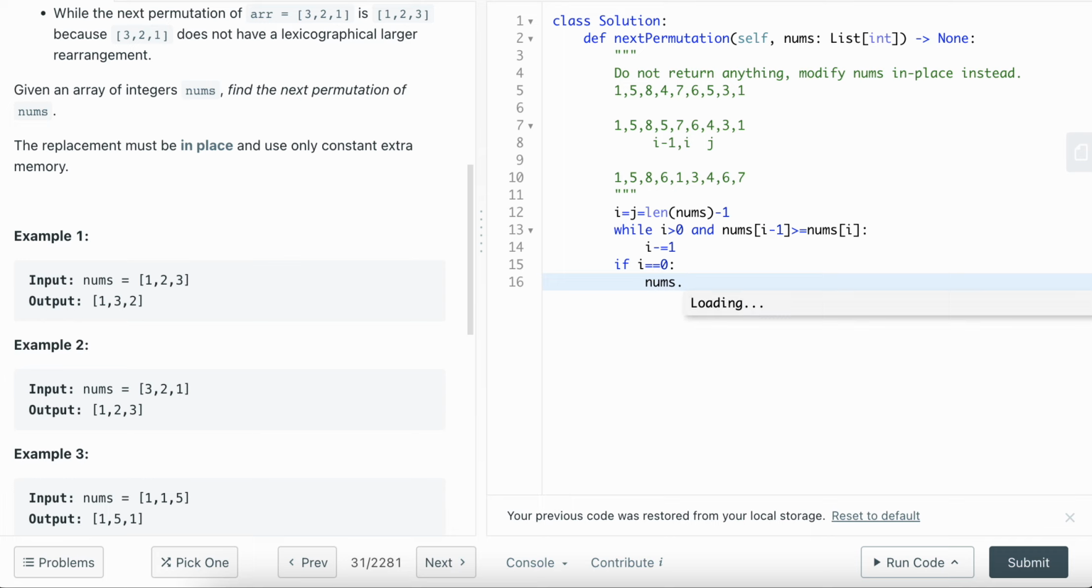We basically just call nums.reverse(). We just need to reverse the numbers, and then we return, because in that case we already find the next permutation once we reverse it. 3, 2, 1 to 1, 2, 3, right? That would be the perfect example.